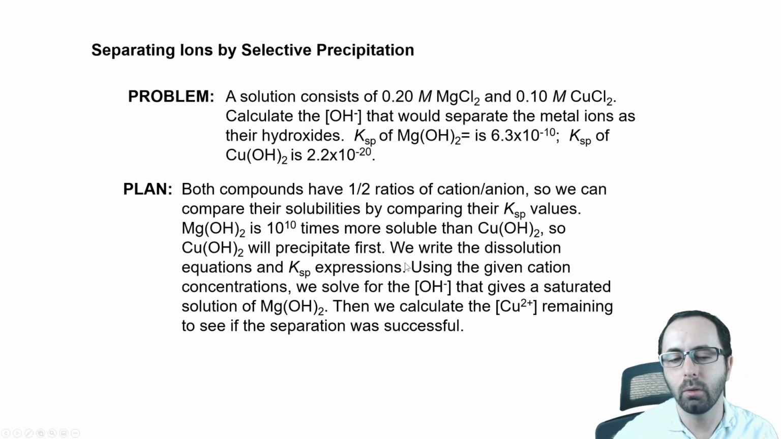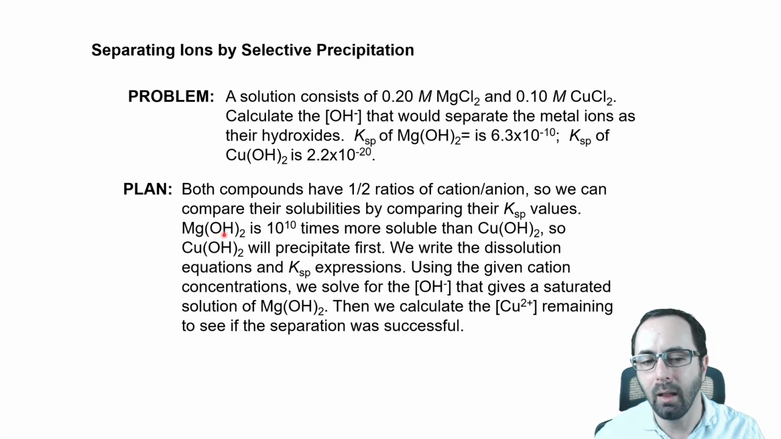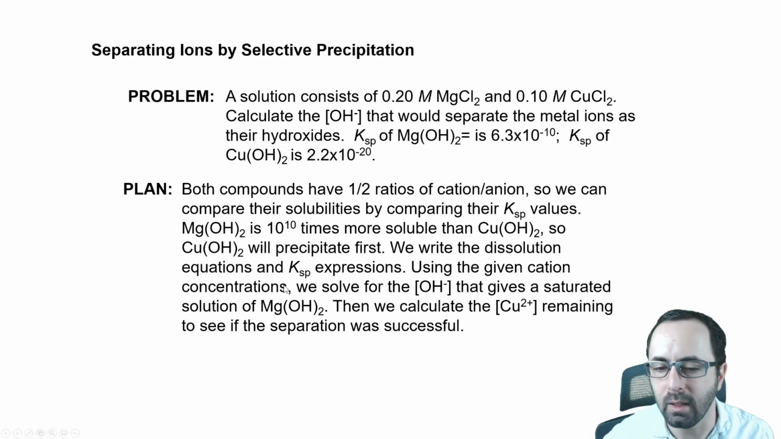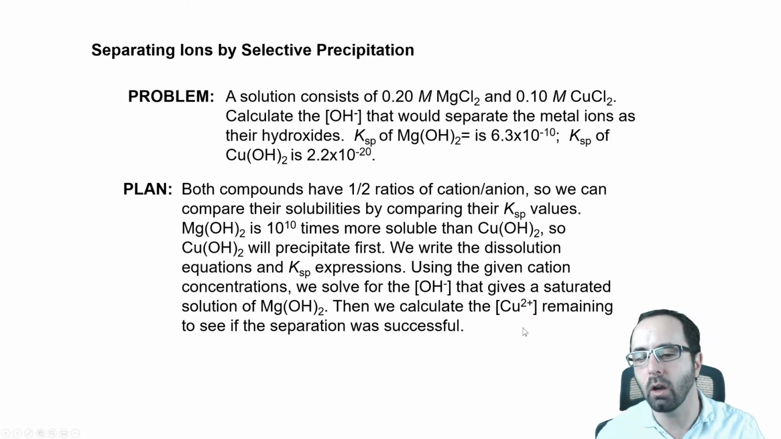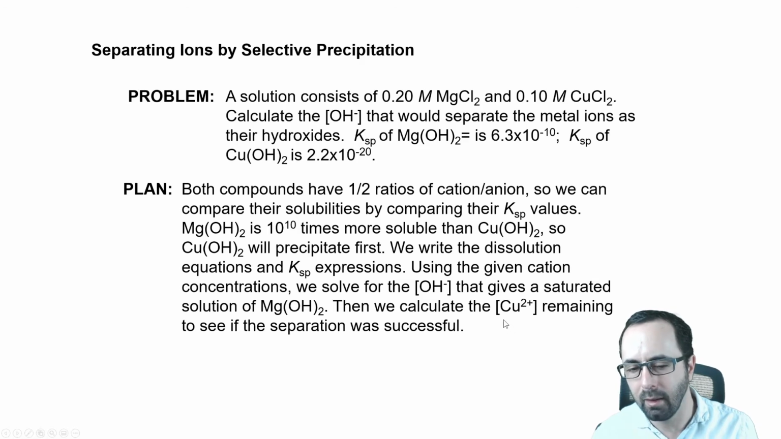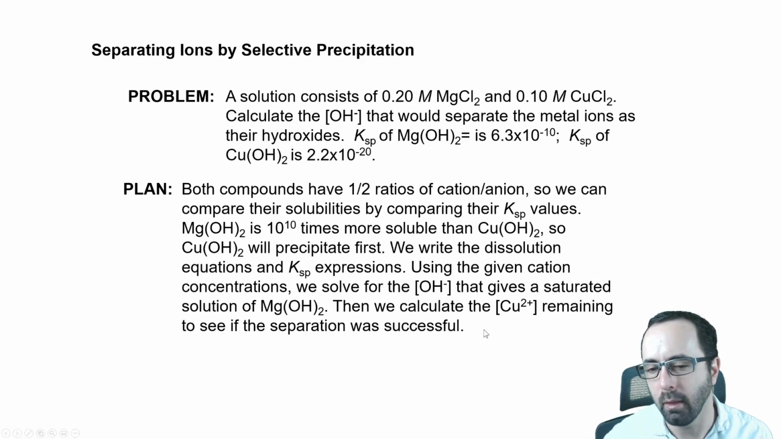So we're going to add as much hydroxide as we can to not precipitate the magnesium hydroxide. That should preferentially precipitate out the copper 2 hydroxide. And then we can calculate how much copper 2 hydroxide remains to see how well we were able to separate them by this selective precipitation.